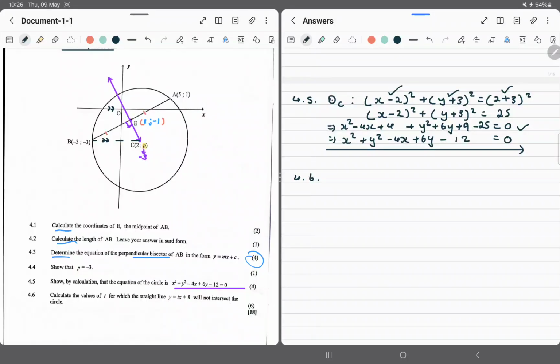So 4.6. All right. It says, now calculate the values of t for which the straight line y equals t x plus 8 will not intersect. Now this is giving us the vibes of the nature of the roots, right? But now the nature of the roots here are terrible. And it's 6 marks. Okay.